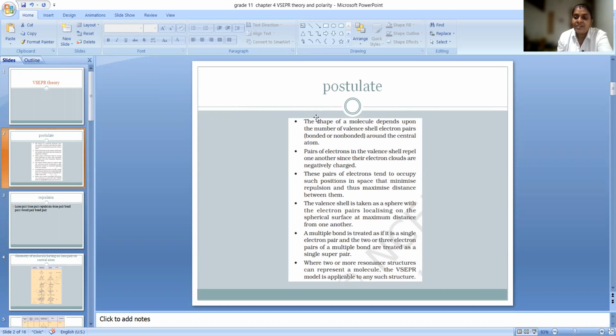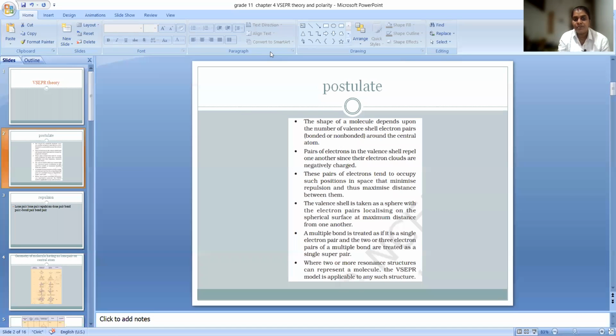If there is a lone pair in the outer shell, the repulsion will be more, so it will stay at maximum distance from the bond pair. In such a condition, the bond pairs will come close together, keeping the lone pair at maximum distance. And one more thing: if a double bond or triple bond is present, we will consider it as one single bond pair.